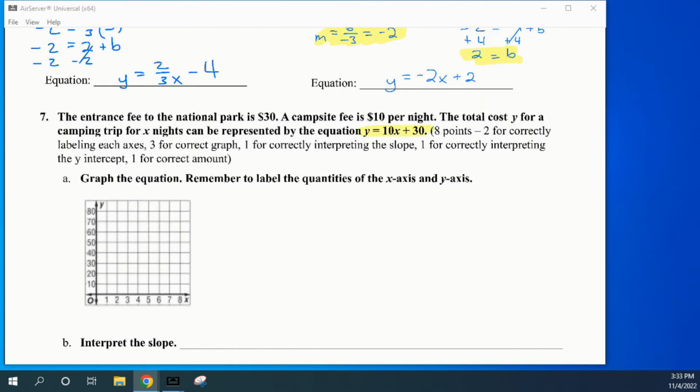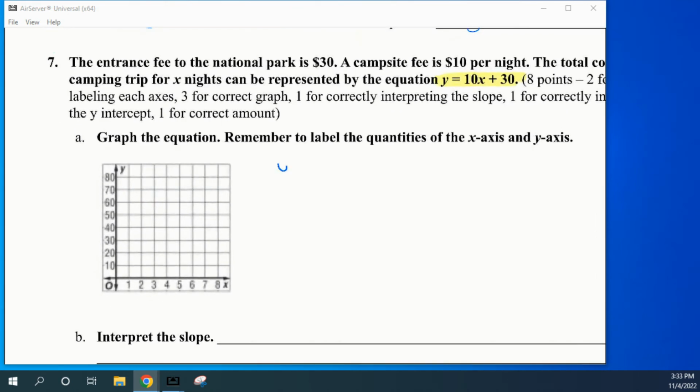All right. First one says graph. All you need is the equation. So I'm going to use that. So y equals 10x plus 30. 10 is your slope. I'm going to make that into a fraction. 10 or 10 over 1. Your y-intercept is 30, and that is where we are going to start this.